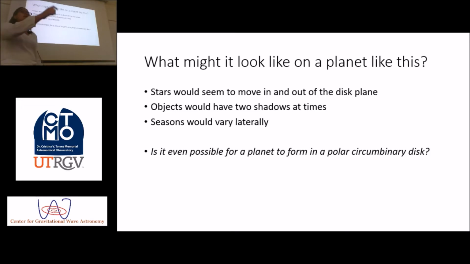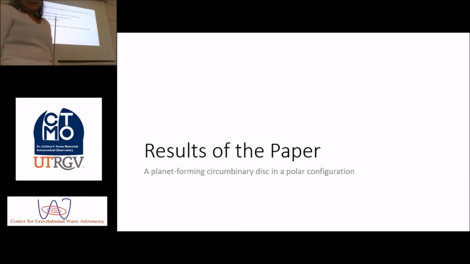And then also the seasons on the planet would vary laterally depending on how much illumination that part of the Earth was receiving, depending on the position of the stars in the sky at that time. And so with all of these weird things going on, we ask ourselves, is it even possible for a planet to form in a polar circumbinary disk? And so that's what the paper discusses.